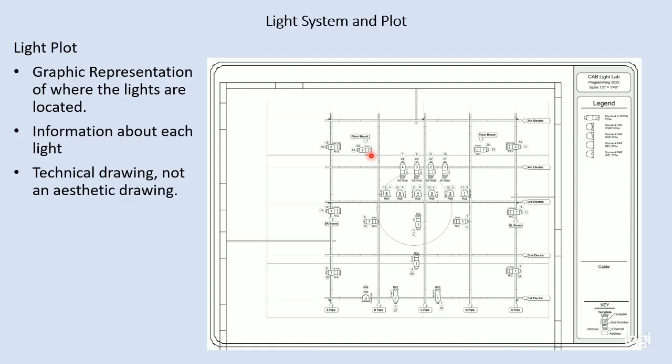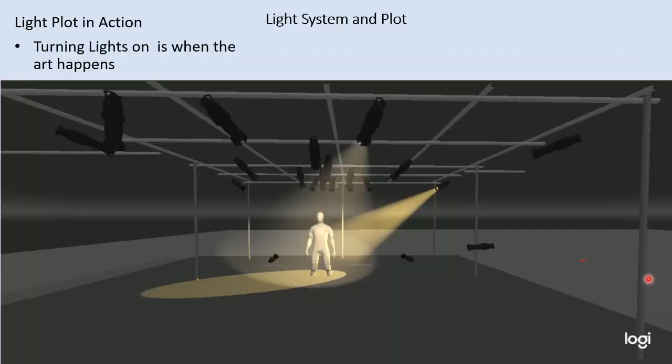It is not aesthetic. It doesn't mean that it shouldn't be an attractive drawing or well laid out or properly organized and neat, but I can't show this to a director or to other creative people to show them what the design is going to look like. That actually comes once we're in the space. The art comes once we start turning on the lights. And this is just a rough little 3D model of our light lab, and you can get a sense of the space and where the lights are and our little person there.